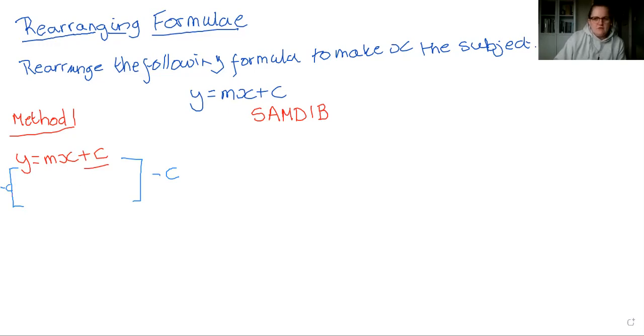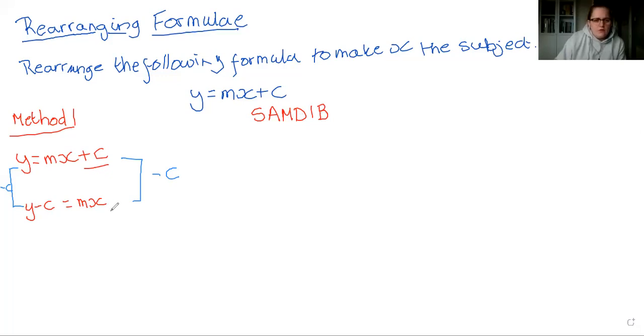So we would end up with this. We would get y minus c, because we've taken c away from y. We don't have a c over there already, so it's c away from y, so y minus c. c take away c is nothing, so we have mx. So y minus c equals mx. So then we look at the next part. We have multiplication, so that's our next part that we're going to get rid of to be able to get x on its own.